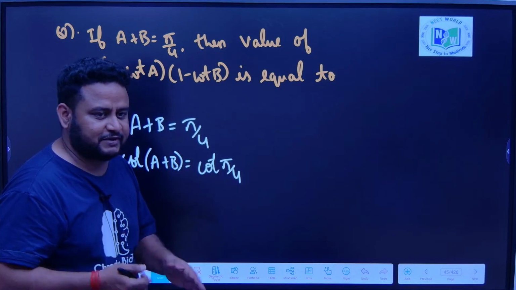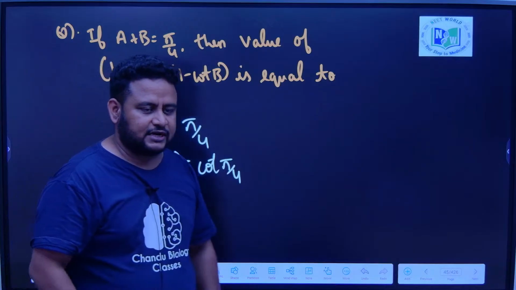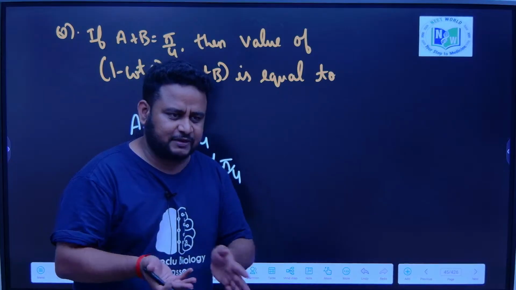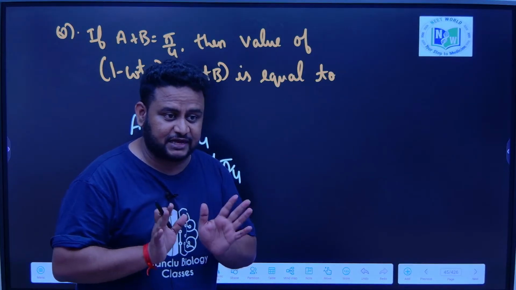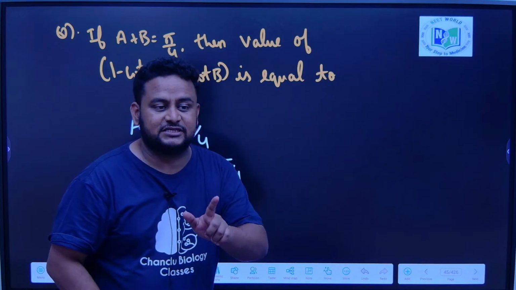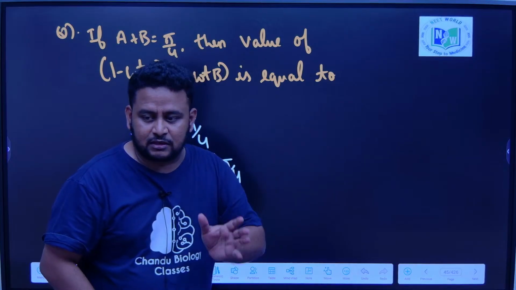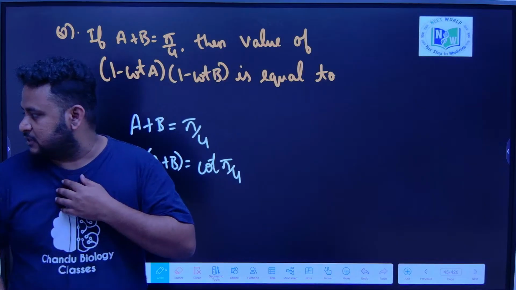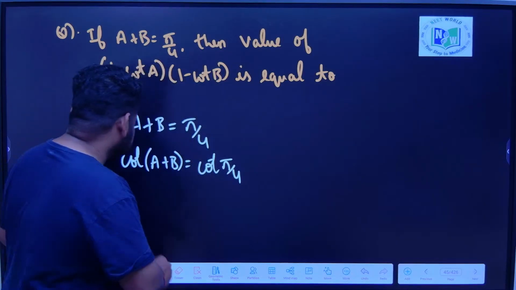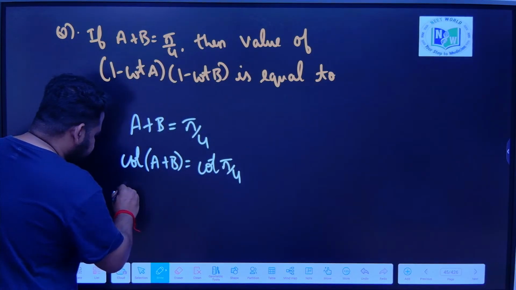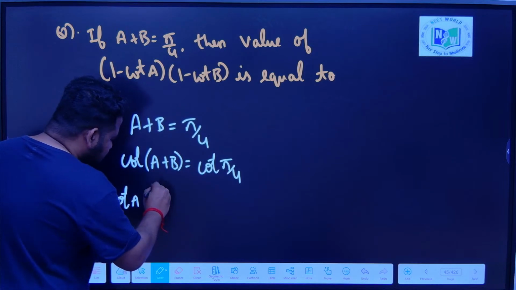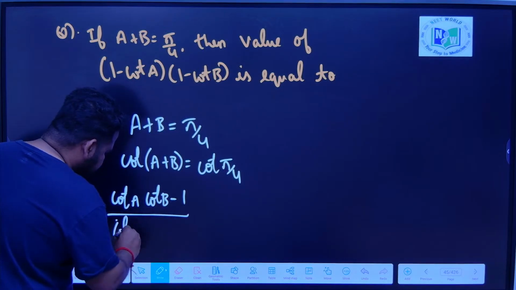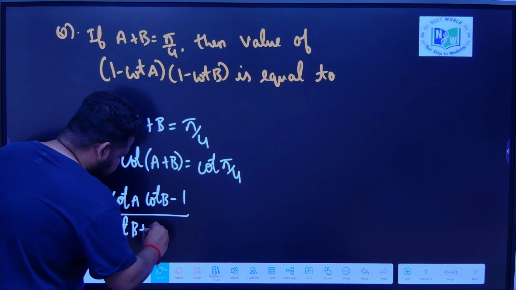Formulas you have to keep revising. Cot a cot b minus 1 divided by cot b plus cot a, or cot a plus cot b, or cot b plus cot a. But you have to be careful when it comes to cot of (a minus b). That time the denominator will become cot b minus cot a. Got it? Now focus here. This will become cot a cot b minus 1 divided by cot b plus cot a, correct?